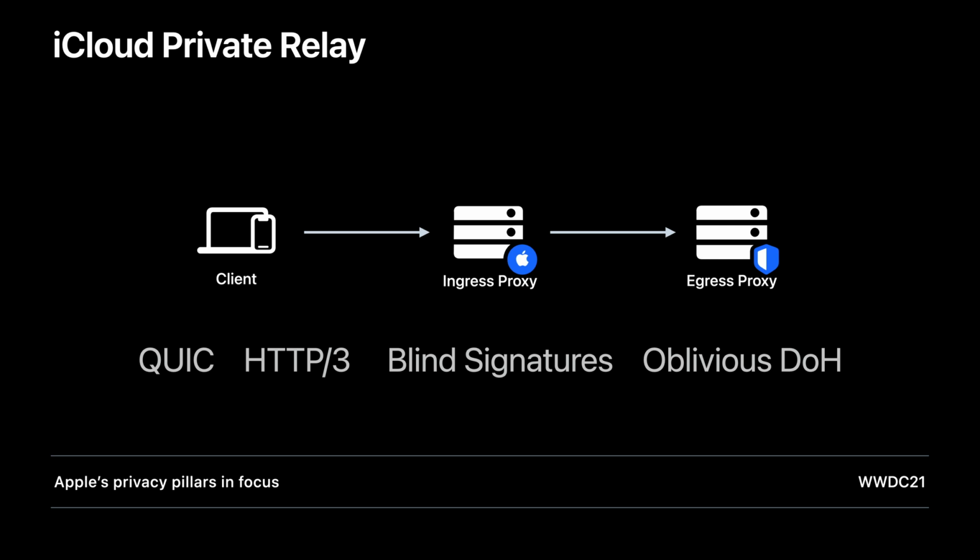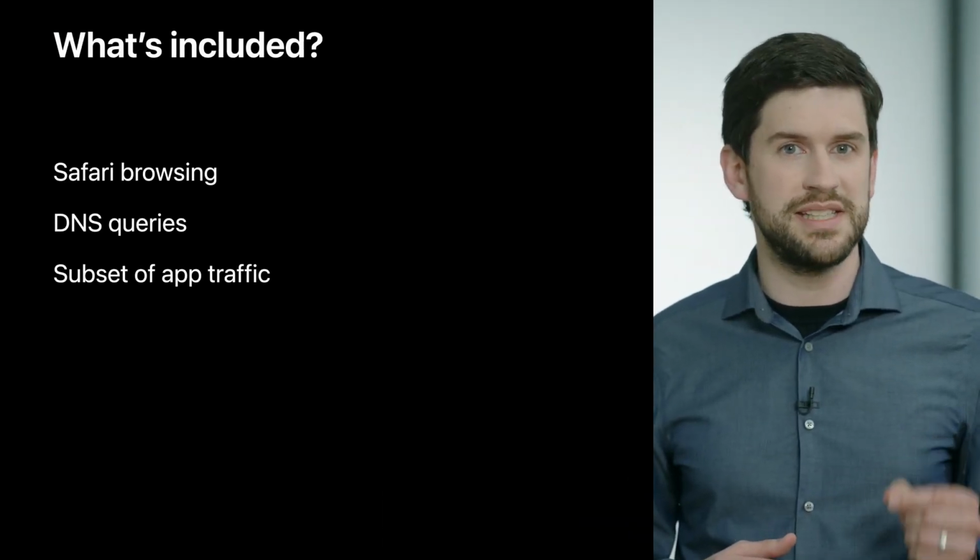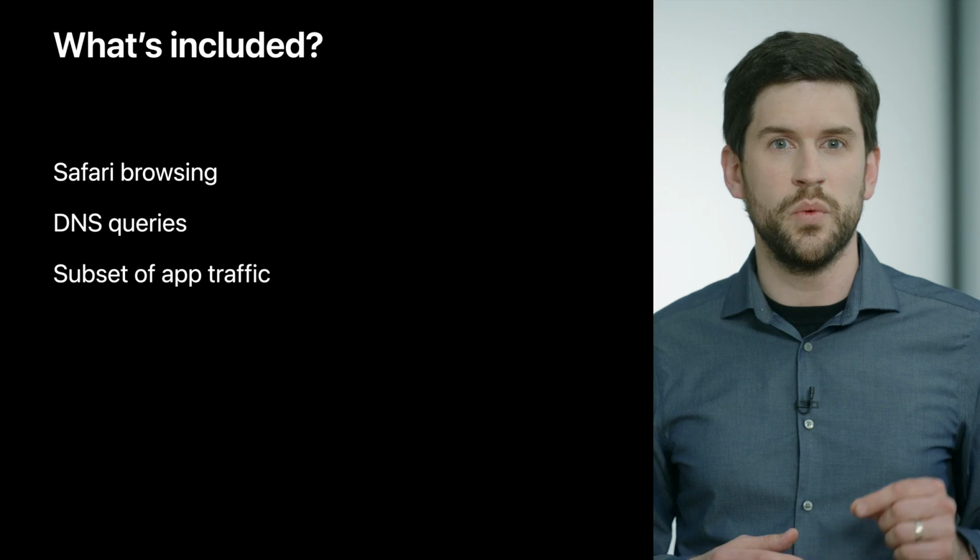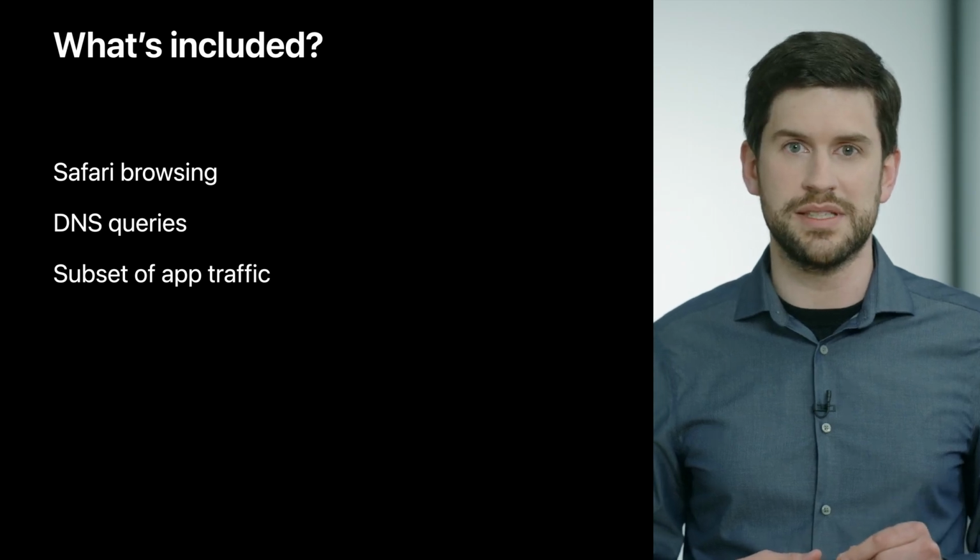Private Relay uses the latest transport protocols and privacy-preserving authentication to ensure that every transaction is both secure and fast. You can learn more about this technology in the Apple's Privacy Pillars in Focus session. Private Relay is focused on securing the most sensitive traffic on the system without impacting user experience.